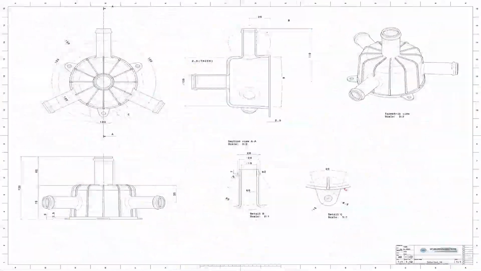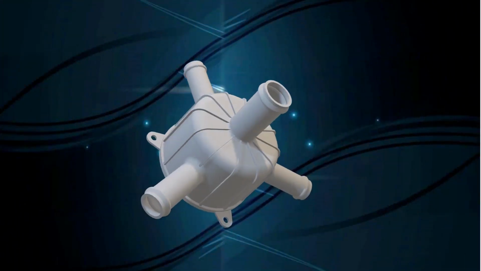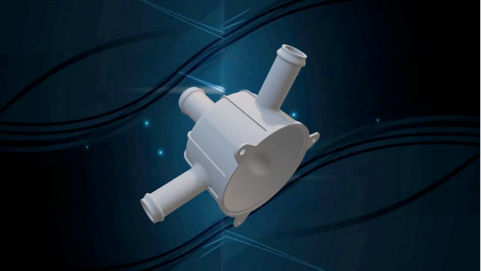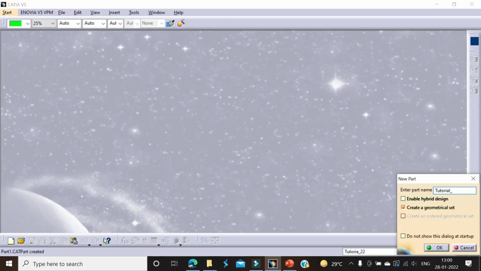So for today's task, we have the 2D reference. This is our 2D drawing, and with respect to all the dimensions, we are going to convert this 2D into 3D. For the preview of our task, this is our isometric view. Without wasting time, we'll start the actual modeling in CATIA.